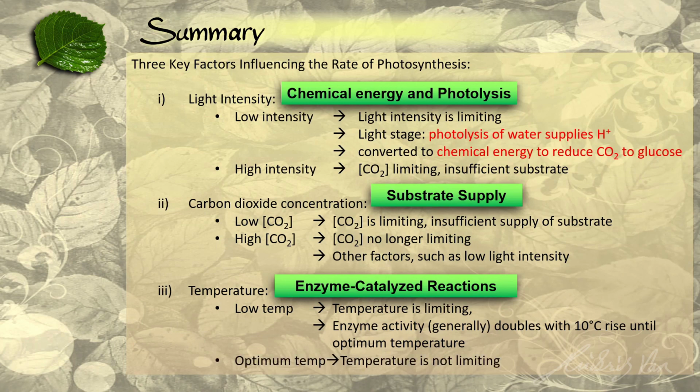Because at optimum temperature, the temperature is no longer a limiting factor since any increase in the temperature will not cause the rate of reaction to become faster. So light intensity or carbon dioxide concentration might be the limiting factor in this case. And this will be all for the chapter of nutrition in plants.